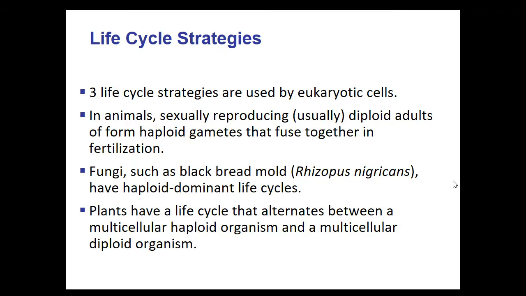In a haploid life cycle, fungi, an example of fungi would be bread mold, a common kind of black mold that grows on bread. The cells of the fungus are actually haploid. They have just one set of chromosomes in them.